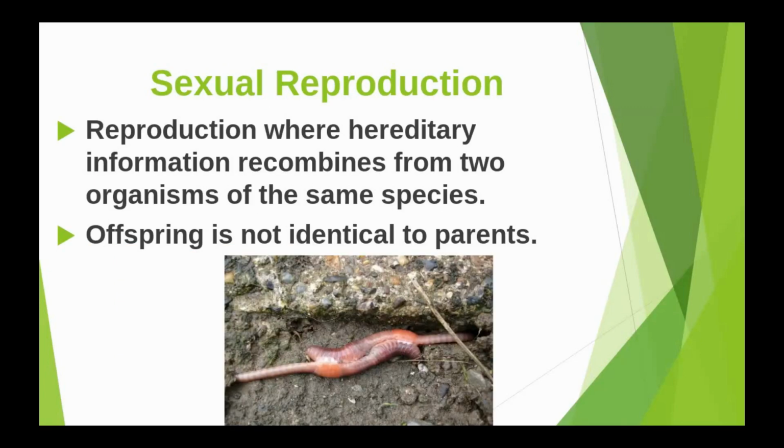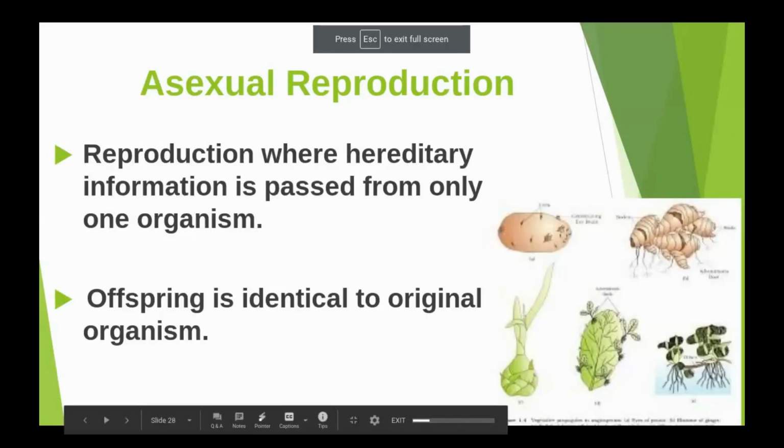First we have sexual reproduction. With sexual reproduction, we're going to have two organisms from the same species that will combine, and their offspring will be similar to the parents, but not identical. And later on, we'll talk about why it's important that we have that variety and not be identical to our parents. The next type of reproduction is asexual reproduction.